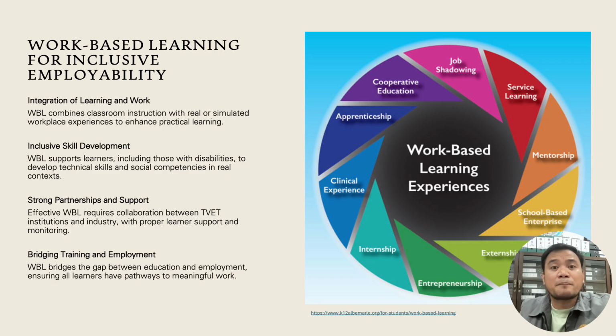Examples include apprenticeship, on the job training, industry immersion, and dual training systems. Research demonstrates that WBL improves employability, job matching, and school to work transitions, particularly for disadvantaged learners. For inclusive TVET, WBL provides opportunities for learners to develop technical skills, work habits, and social competence in real contexts. It also helps learners with disabilities or limited academic background demonstrate their capability to employers.